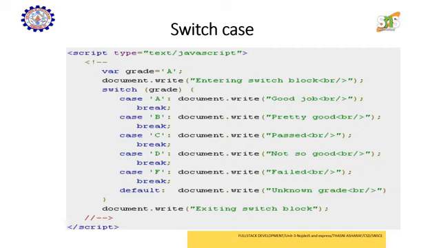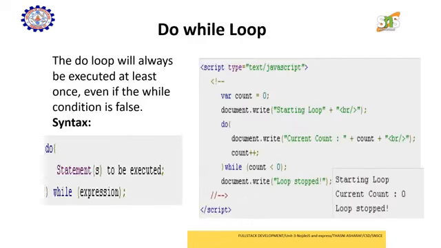My document will write "Exciting switch block". So my script will end over here. I'm going to give type equal to text/JavaScript. So this is how the output will be. So this is how the switch case works. Now we are switching over to the do while loop.